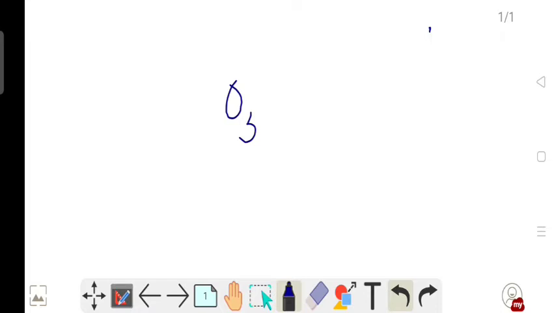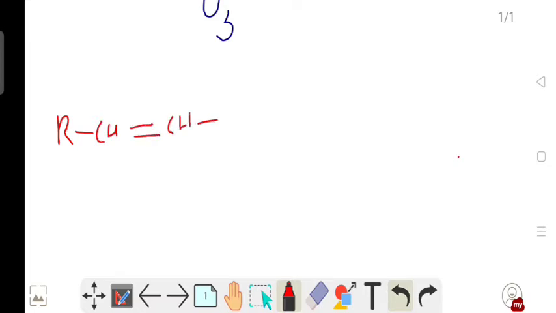They are not isolated, but are further reduced with zinc and water. This ozonide will break down, and after that it will form a carbonyl compound. So the overall reaction: if you take this molecule, for example R-CH=CH-R', it is again an unsymmetrical alkene.